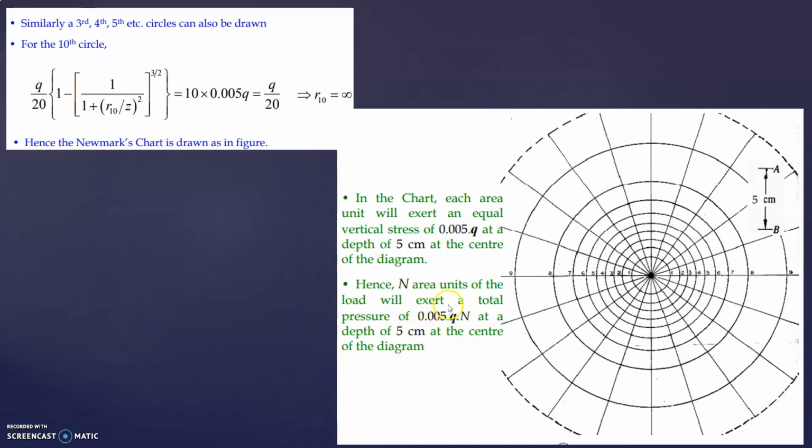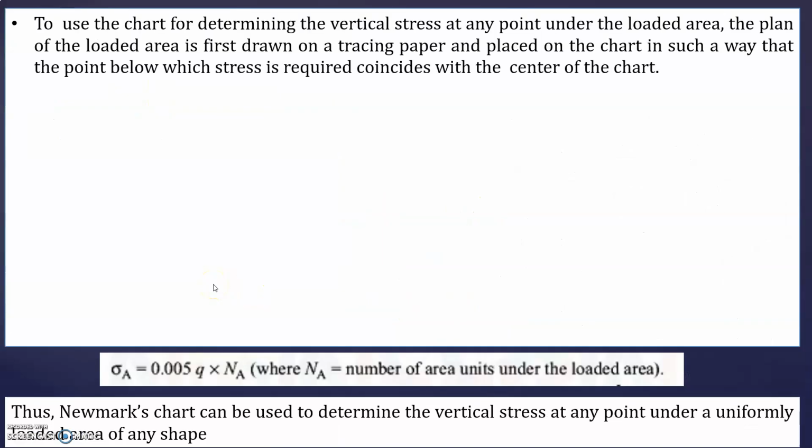This is the formula to find the vertical stress. Each area exerts 0.005 Q, so if there are n areas, you have to multiply it by n. Now we will see how to find that vertical stress.